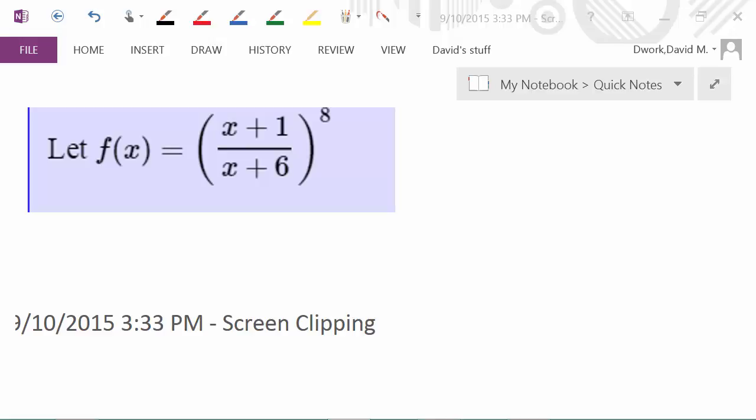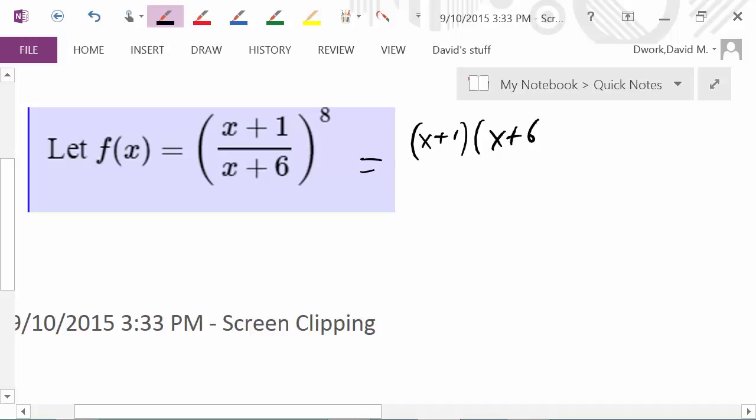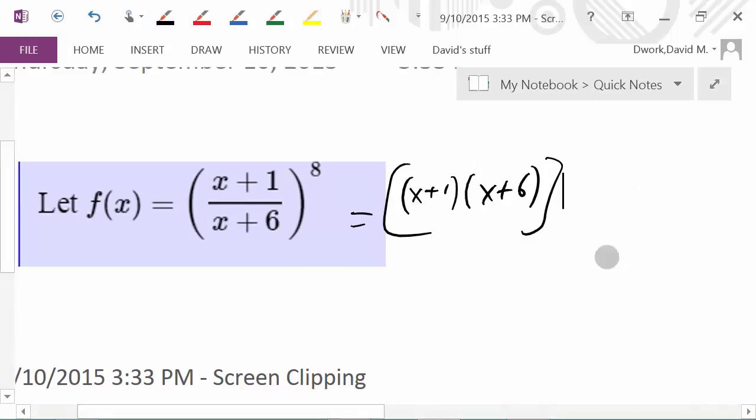When doing this problem, you actually have many options. One option we can do is rewriting the problem as something like this, where you raise the entire thing to the eighth. Excuse me, though, don't forget to give your -1 to the eighth. This would be one way of doing it. It's not my preferred way, but it's one way of doing it.